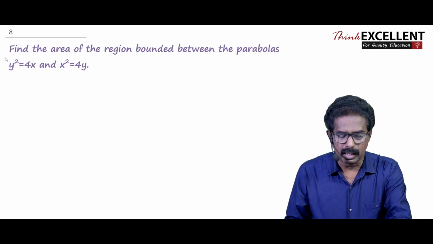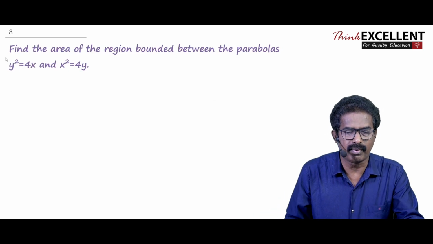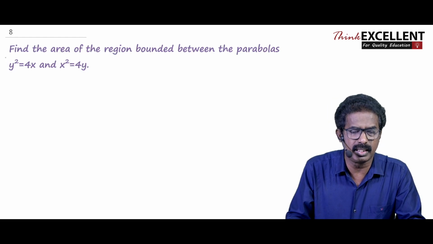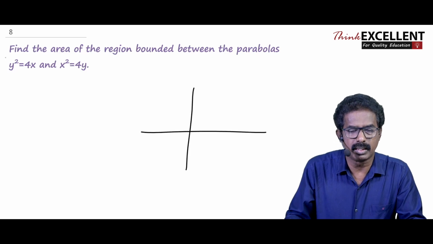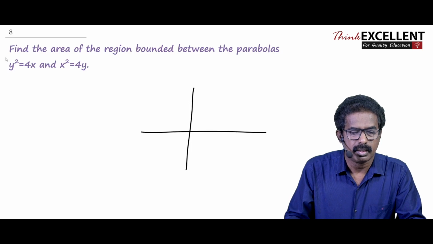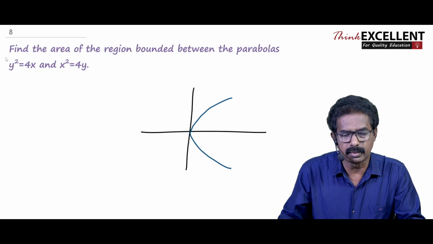Okay, now question number 8. Listen that 8th question. Find the area of the region bounded between the parabolas. A very simple question. Between two parabolas. Look at this. The first one is y square equal to 4x. So this is the first type parabola. Y square equal to 4x. Up the y value 2 root x, right?